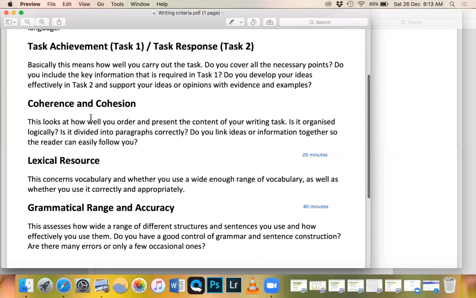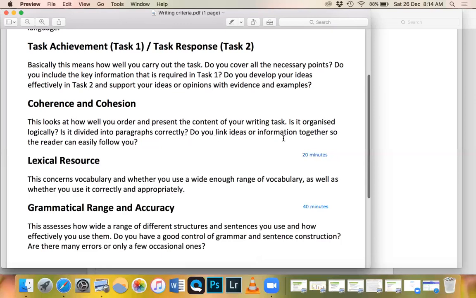The next criteria, coherence and cohesion, this looks at how well you order and present the content of your writing. So this is, is it organized logically? Are things in the correct order? For example, if you're describing a process, do you put the steps in the correct order? Is it divided into paragraphs correctly? So usually we would use 3 or 4, sometimes 5 paragraphs. So you shouldn't have everything just in one paragraph.